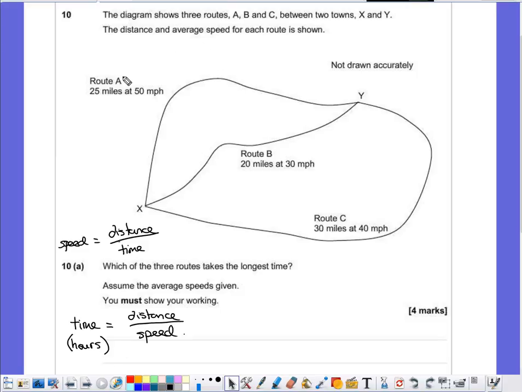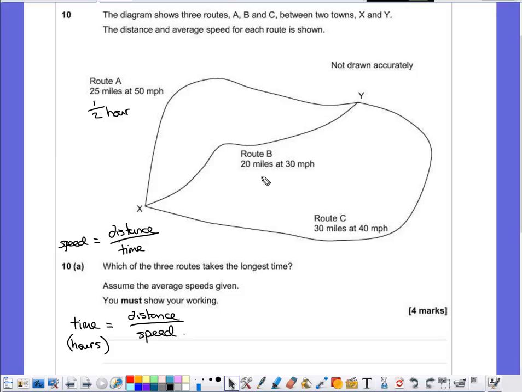So if we start with route A, we know that this is 25 miles at 50 miles per hour. I don't have to do many calculations here because I know that 1 hour would go 50 miles, so therefore it must only take half an hour to go 25 miles. But this also fits in with our formula. Distance, 25, divided by 50, which simplifies down to 1 over 2.